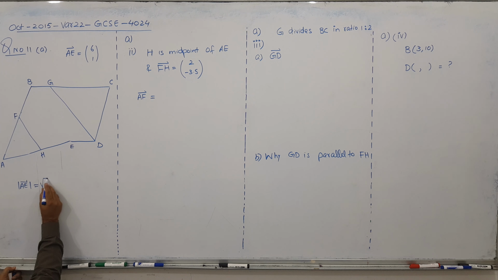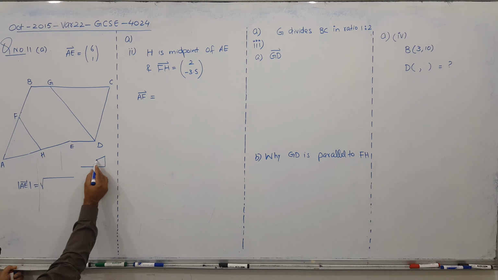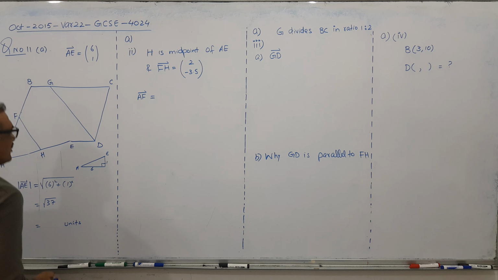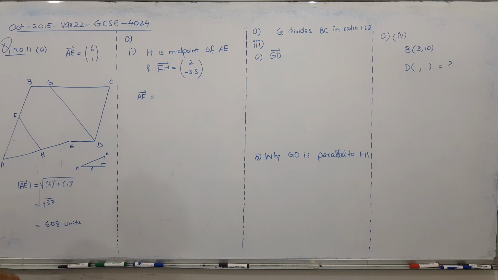So how to deal with this? It's like Pythagoras theorem: it is like this and like this. This is A, this is E, and this is a 90 degree angle, and this gap is 6 and this is 1. So like Pythagoras theorem, 6 squared plus 1 squared, so you get 36 plus 1, 37. Let me check what the answer comes. The answer is 6.08 units.